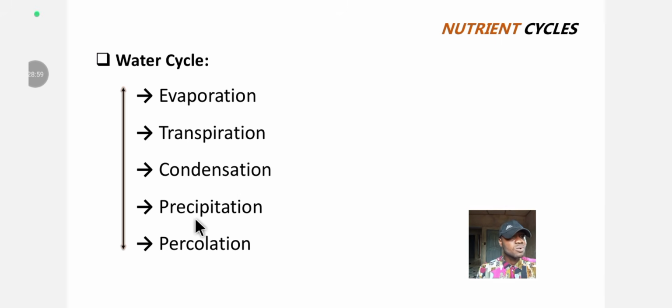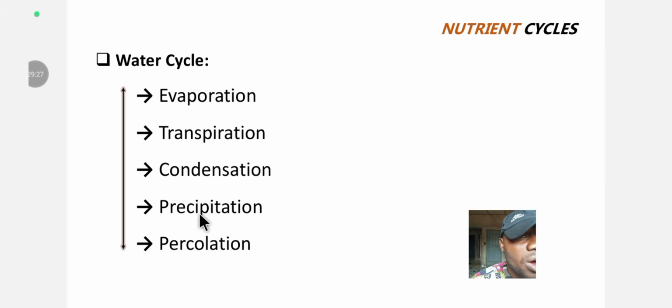During precipitation, what happens? Hope you know that the clouds you see are large drops of water, large drops of condensed water vapor. That is cloud. When you go close to the clouds, you are going to see large drops of condensed water vapor. So when it precipitates, it leads to what? Rain. Rain will fall.